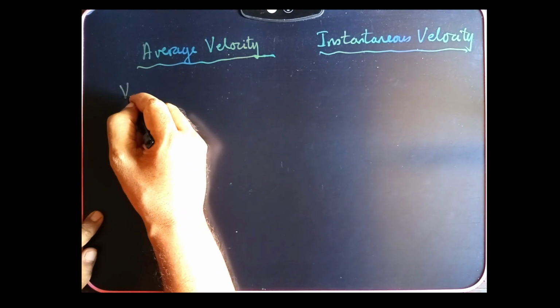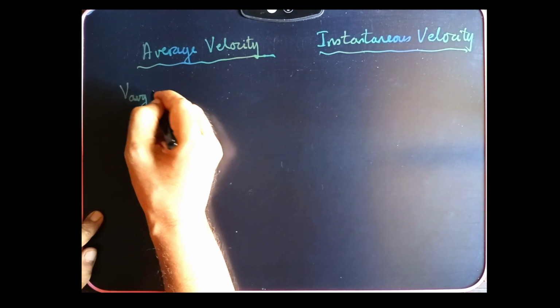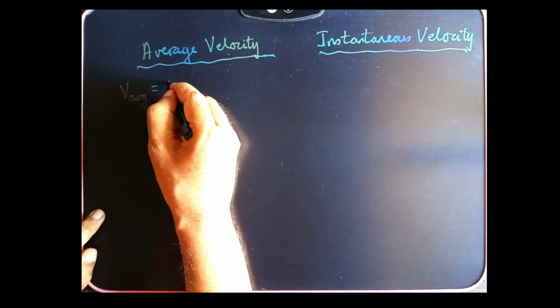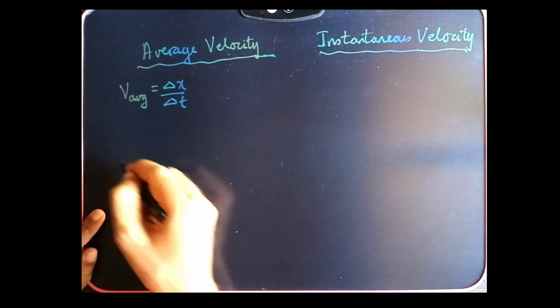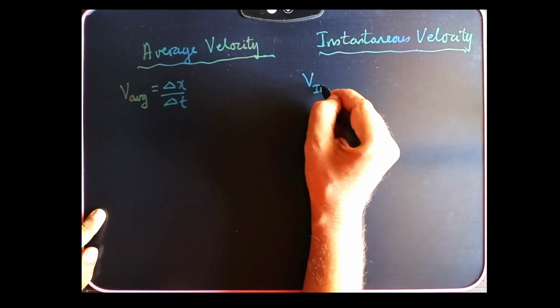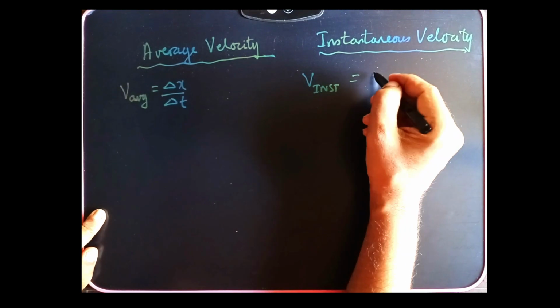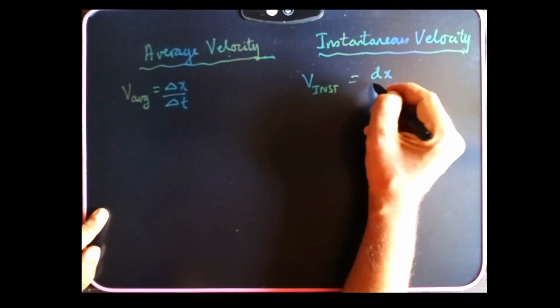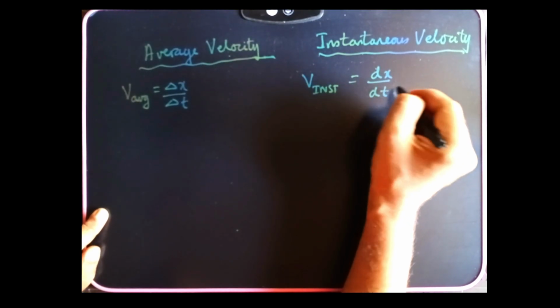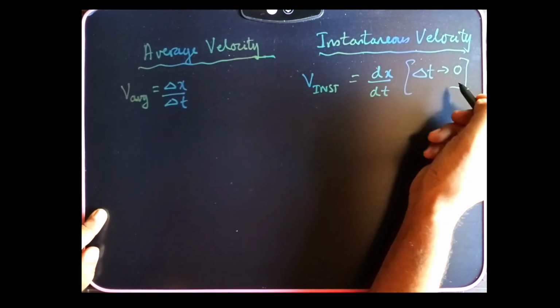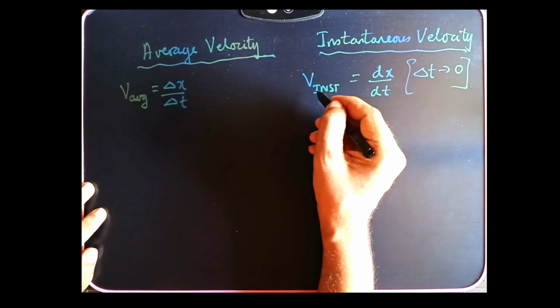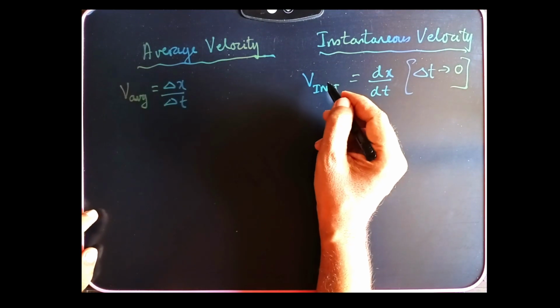Average velocity, we write it as v average. This is the total displacement by total time. And instantaneous velocity, v instant, is equal to small change in displacement by small change in time. So here we know that delta t tends to 0. We have already seen what is instantaneous speed in the previous video.